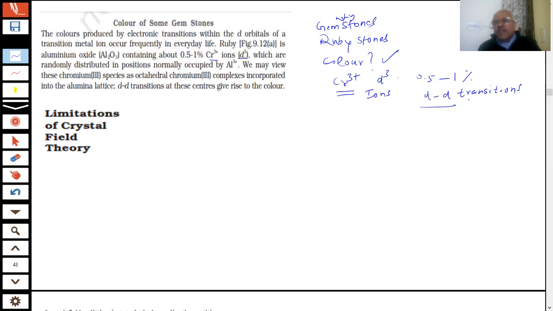So I hope the session is clear, students. Everything is absolutely clear. The color of the transition elements and crystal field theory for octahedral complexes is absolutely clear to us. Yes, sir. Any doubt left, students? No, sir. Okay, then good night. We end the session here. Thank you very much for being with us, and we will meet you in the next class.